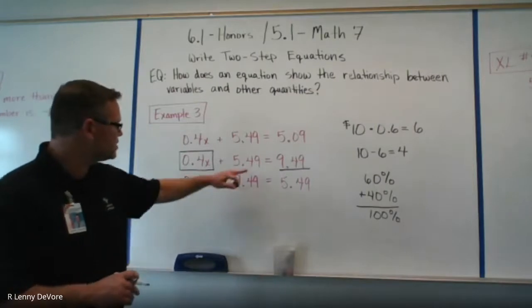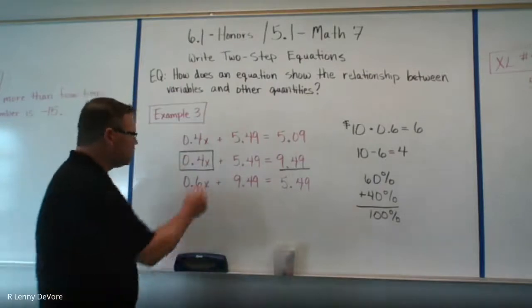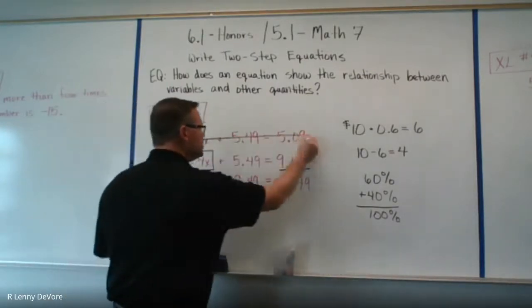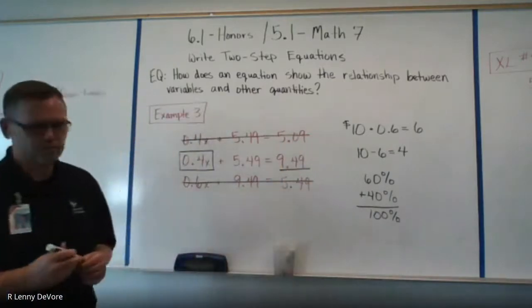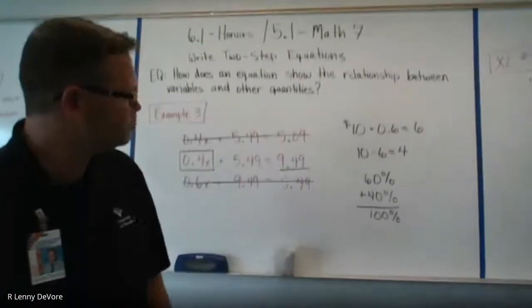The other thing is that the socks are $5.49, okay? So we're adding these two things together to equal a total of $9.49. That means these are both wrong, okay? We verified it. All right, guys? Okay, so let's look at the next one.